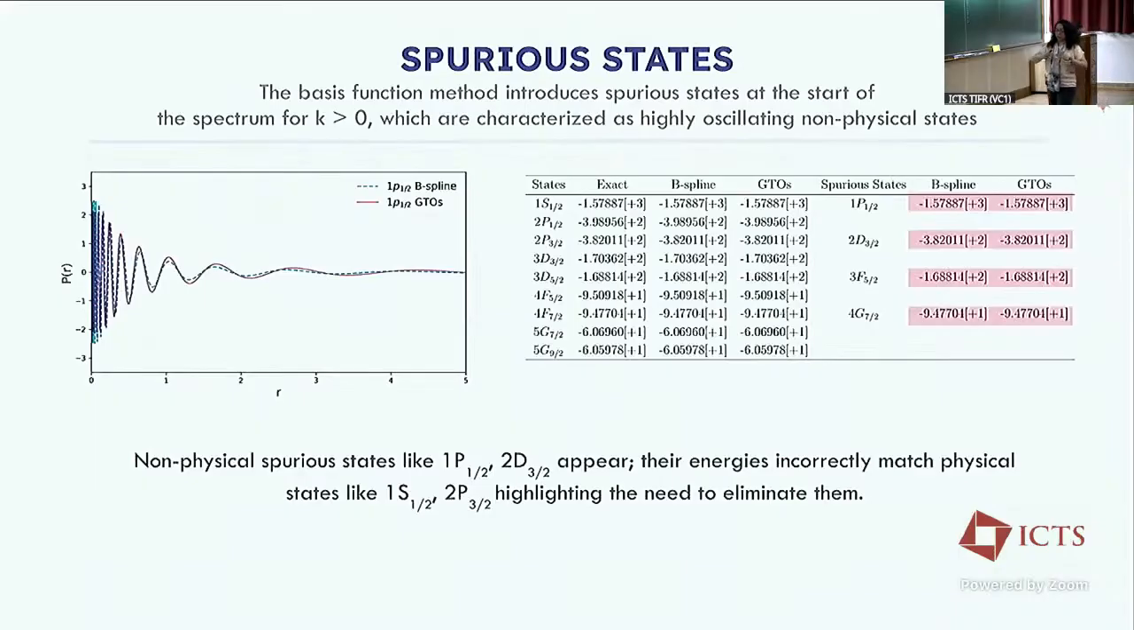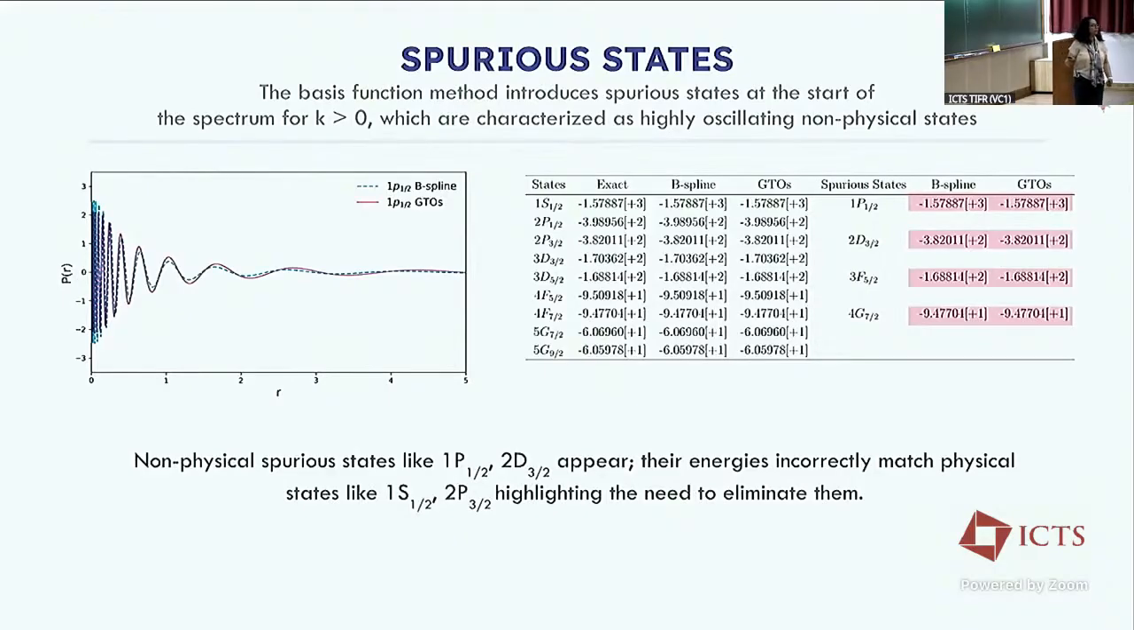Now, when we try to write our Dirac equation in terms of a finite basis set, we end up getting some spurious states. These spurious states are non-physical states represented by these highly oscillating wave functions here, which should not actually be part of the energy spectrum. For example, in this table, you can see that these non-physical states corresponding to 1p1/2, 2d3/2, and so on, have energies which incorrectly match the physical states like 1s1/2, 2p3/2, and so on.